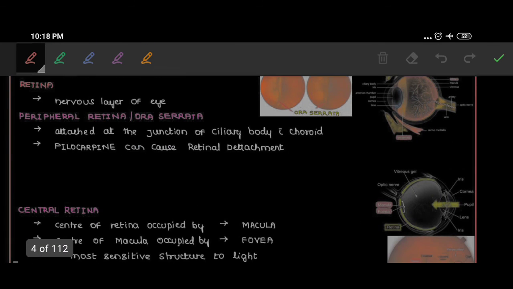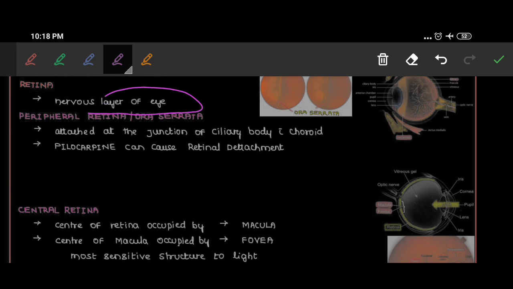Now we come to the innermost layer of the eye. Our innermost layer of the eye is the nervous layer, which is known as the retina, and the peripheral retina is also known as the ora serrata. It continues with the ciliary body and is attached at the junction of the ciliary body and choroid.